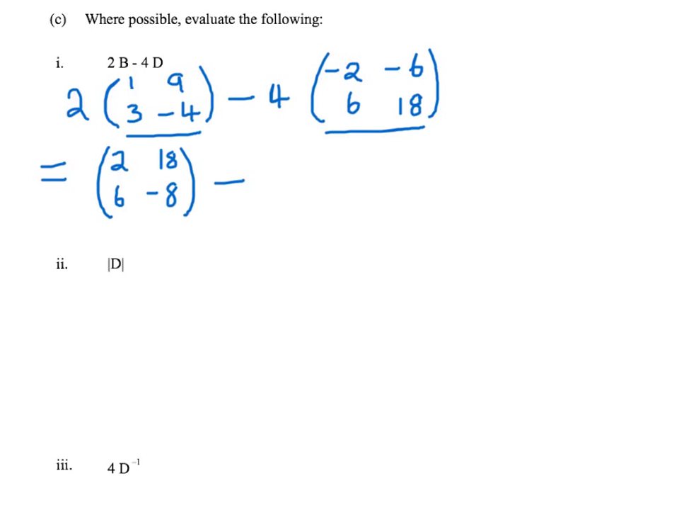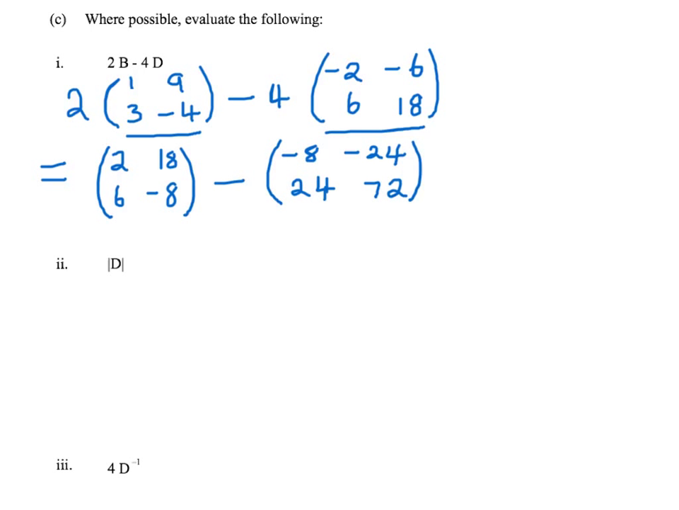Subtract, multiply everything in the matrix D by the number 4, and what I get is 4 times minus 2 is minus 8, 4 times minus 6 is minus 24, 4 times 6 is 24, and lastly 4 times 18 is 72.